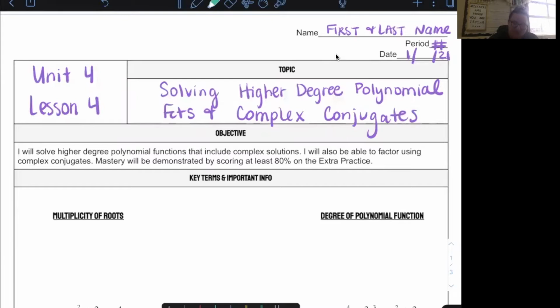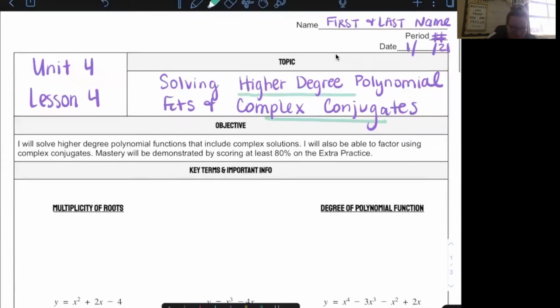So we're going to be talking about two things today. We're going to learn how to solve polynomial functions that have a degree higher than 2. We're also going to talk about these things called complex conjugates. So our lesson today is kind of jam-packed with a lot of information. Let's start diving right in.